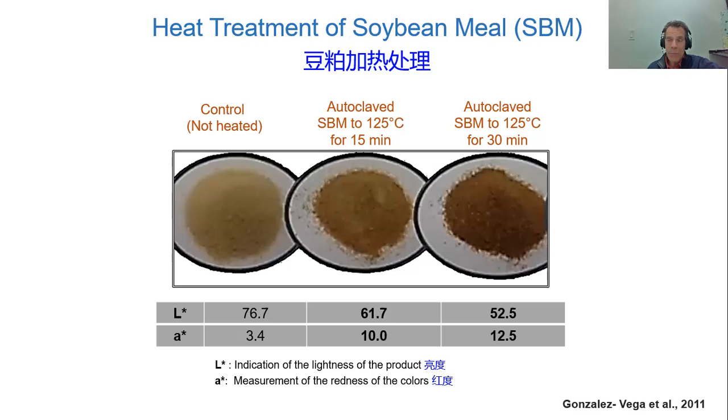Now, how important are Maillard reactions in affecting the nutritive value of an ingredient? Some amino acids are more sensitive, lysine, and a significant amount of lysine can be lost to Maillard reaction.